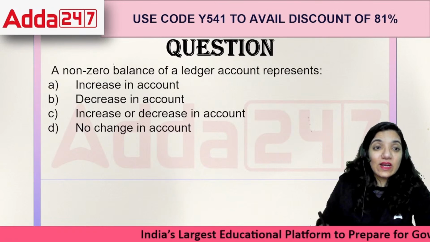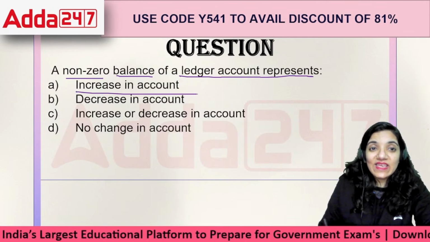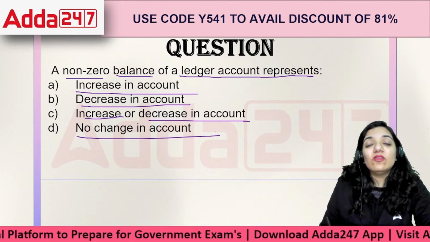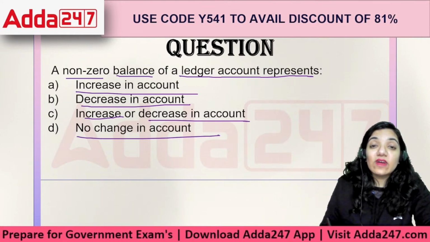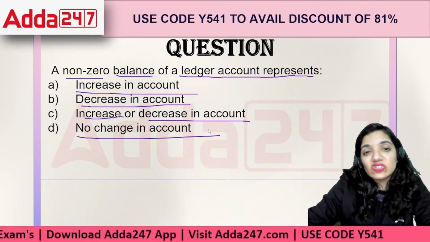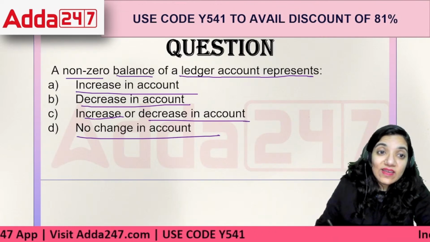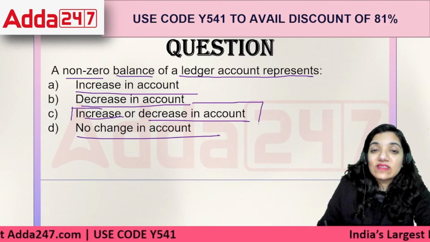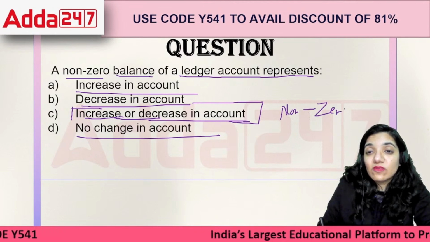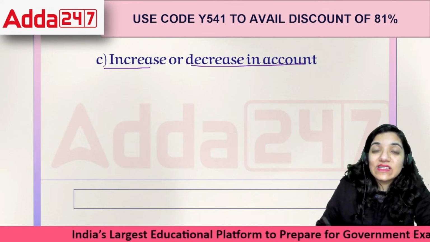Next question. A non-zero balance of a ledger account represents increase in account, decrease in account, increase or decrease in account, or no change in account. If it is a non-zero balance, that means it can be anything. If it is not zero, then it can actually be anything. The account can either increase or decrease. There's nothing specified there. It is basically a non-zero figure, right? So the correct answer is increase or decrease.